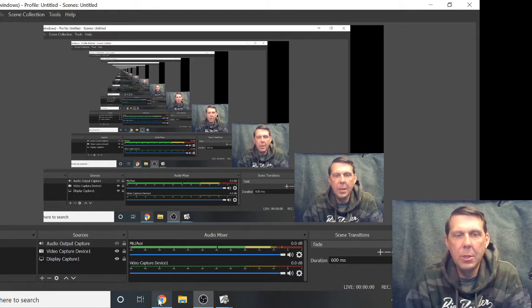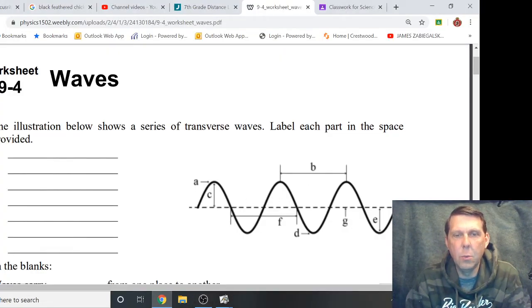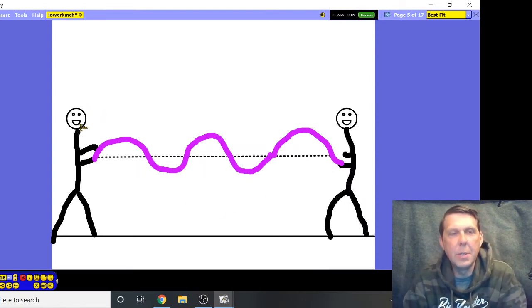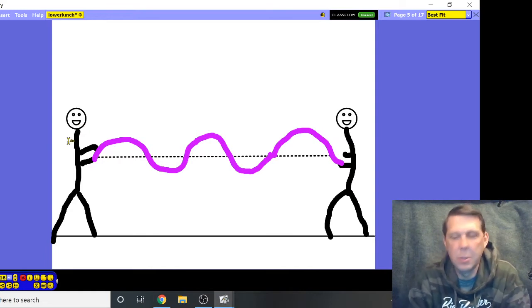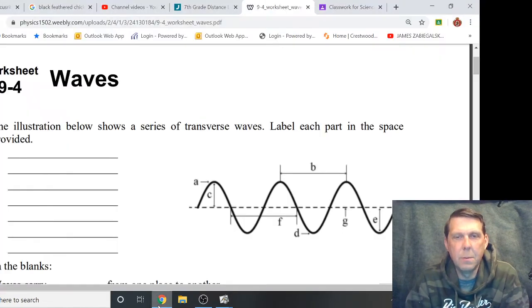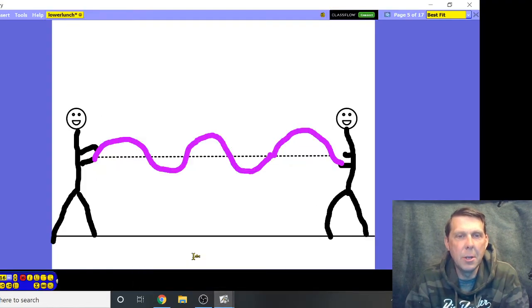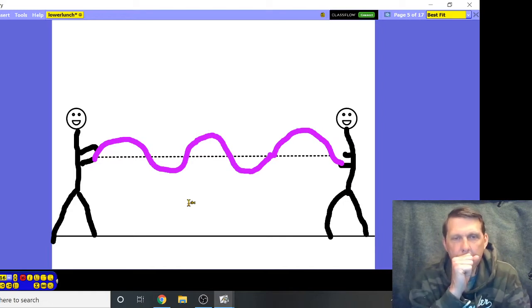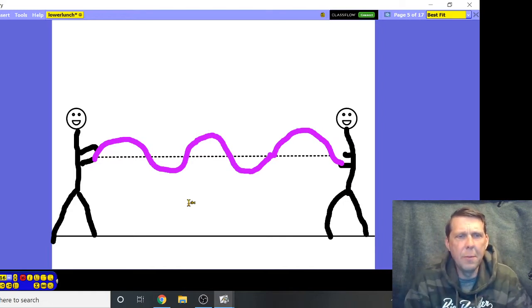Anyhow, we were talking about waves, and we will continue to talk about waves here. Before we get to this good drawing, let's get to this fun drawing. Here are our two friends, and they are having fun with a purple rope, and they're making a wave in it. So let's go over a few things that we learned last week.